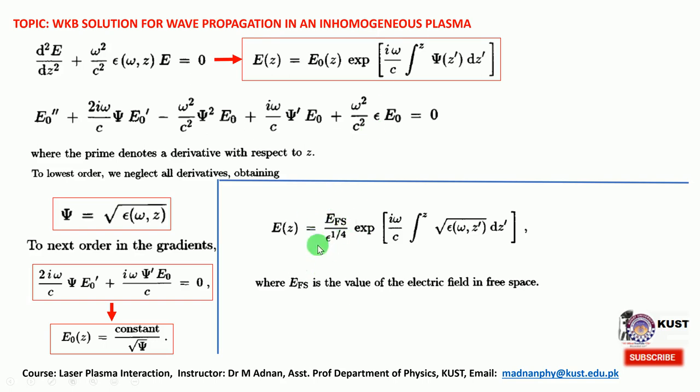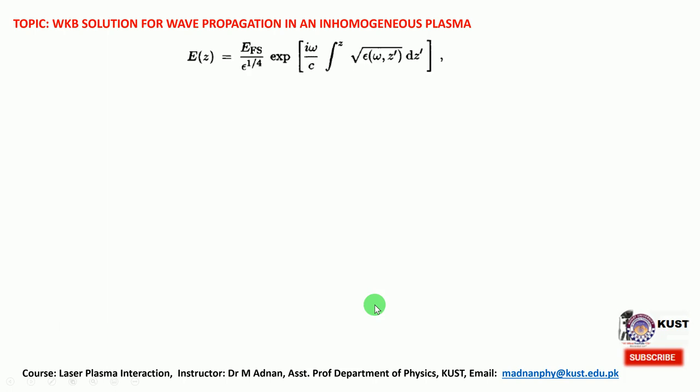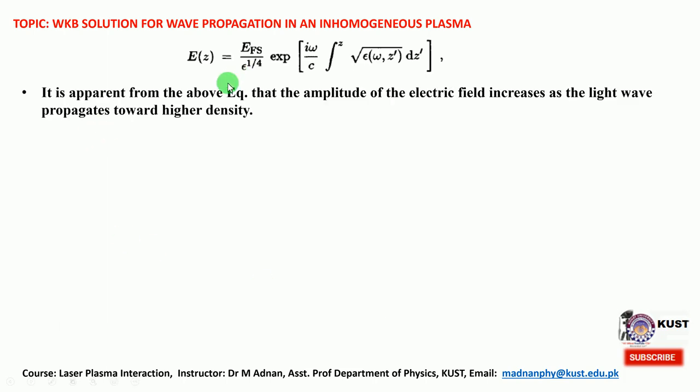So here one can see that the amplitude, as I told you in the beginning, will change. This is the magnitude, and the phase also changes. We'll see on the next slide. So this was the solution. It is apparent from the above equation that the amplitude of the electric field increases as the light wave propagates towards higher density. As I told you, the density gradient lies along the z-axis. So as the electromagnetic wave or the laser is incident perpendicular to the plasma, the normal incidence, as it propagates through the plasma, it will encounter a greater and greater density.